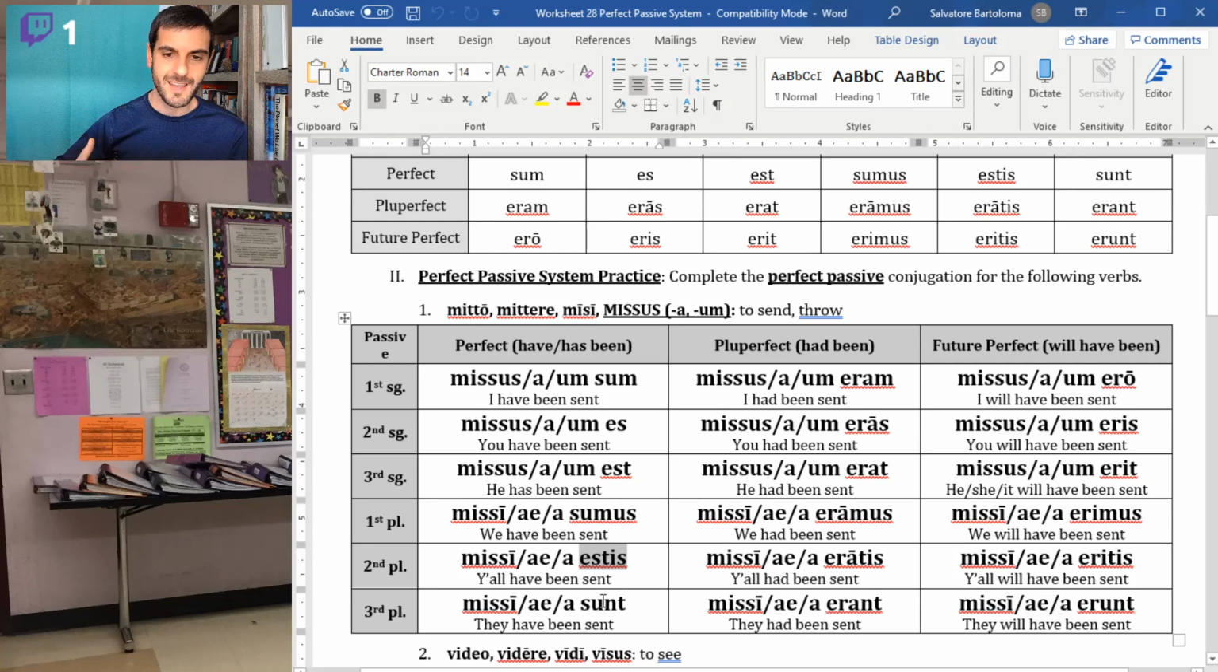Translations are just like perfect active. You just have to add the word "been" into the situation. So perfect would be like I have been sent. Pluperfect, I had been sent. Future perfect, I will have been sent. Okay.